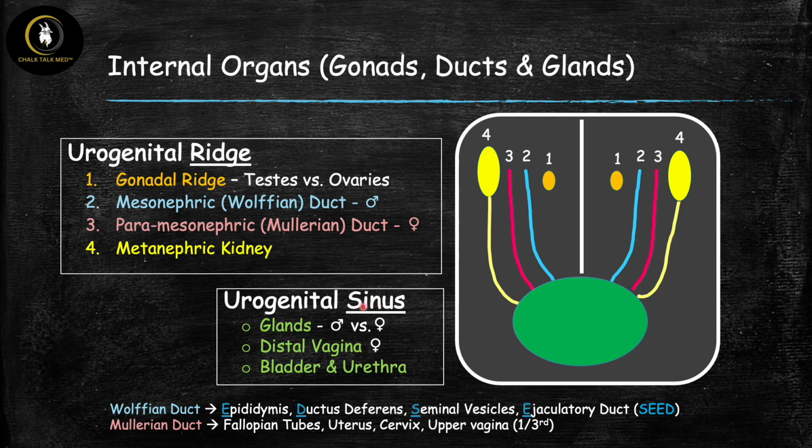And then the final point, just to be complete, again, we're not focusing on the urinary structures in this video, but remember this is also the urogenital sinus. So the rest of the urinary tract also comes out of this region, which is going to be the bladder and the urethra. But the main takeaway here regarding the genital development is that the gonads and the ducts are going to come from the urogenital ridge, and the glands and the distal vagina are going to come from the urogenital sinus.